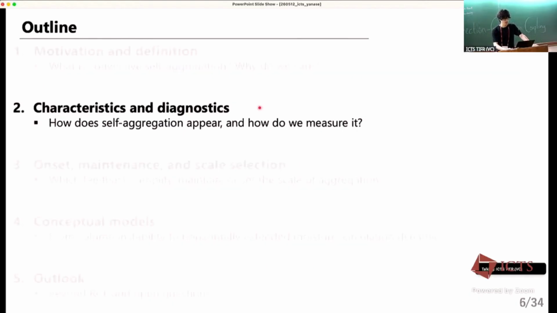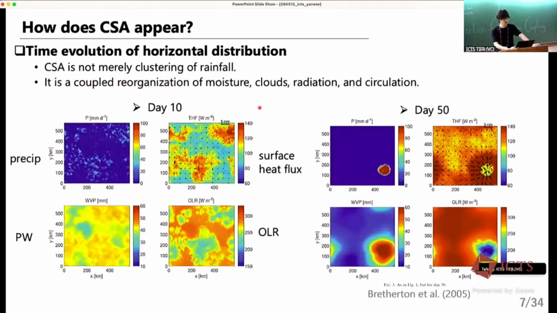So the second part is characteristics and diagnostics. The question is how does self-aggregation appear and how do we measure it? This is a classical example by Rajat in 2005. These are the horizontal distributions of precipitation, surface flux, and the precipitable water, that is, the vertically integrated water vapor content, and OLR. The left panels and the right panels are different timings.